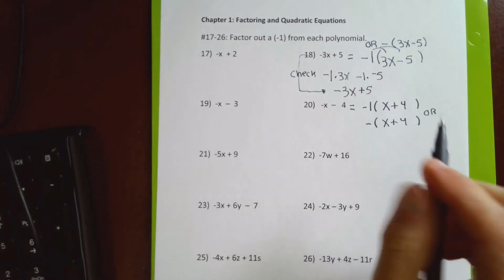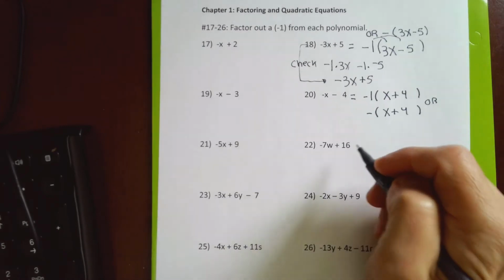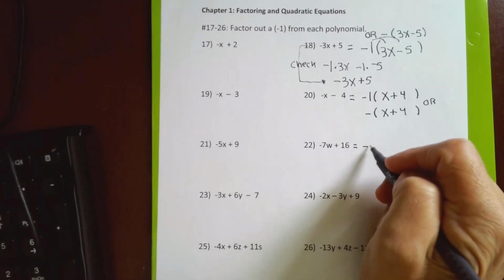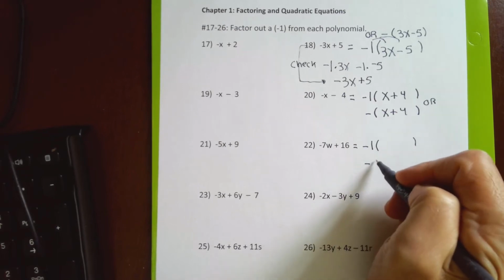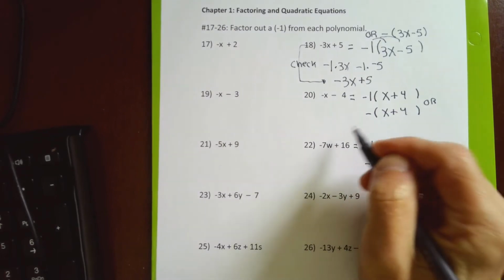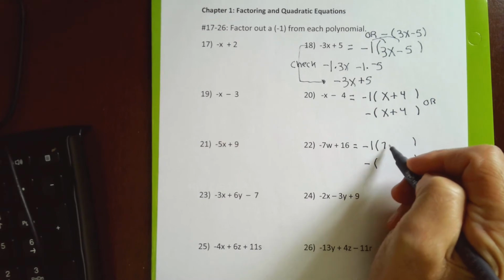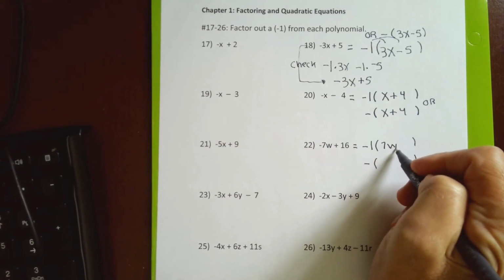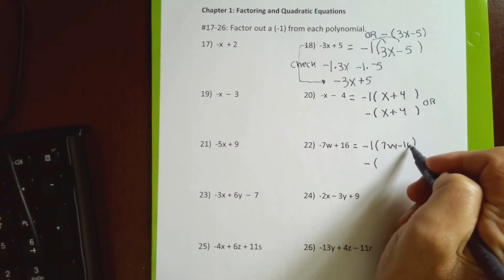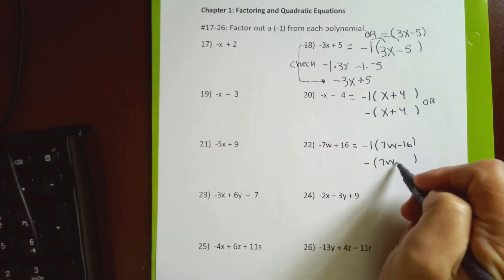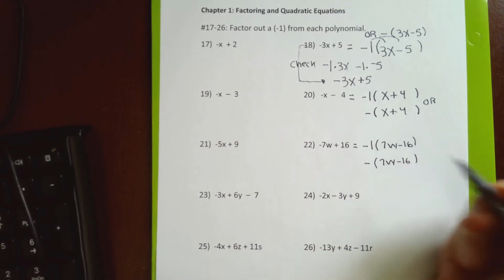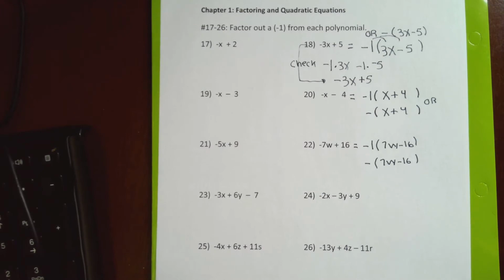In problem 22, if I was going to factor out a -1, I'd write either a -1 in front of a parentheses or just the negative sign in front of a parentheses, and I'd flip the sign. The -7w I'd make positive 7w, the positive 16 I'd make -16. And then I wouldn't show both, but whatever you prefer. I like the 1 with the negative. It makes it easier if I'm doing algebra to clear the parentheses than just the negative.